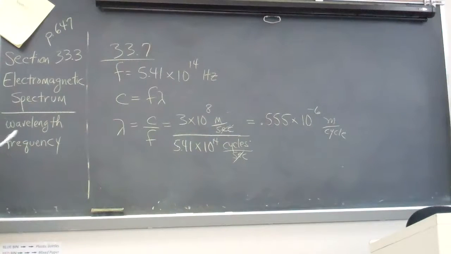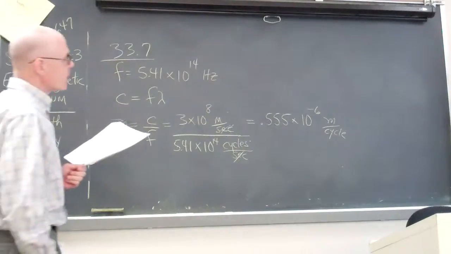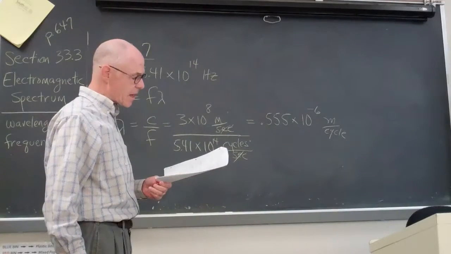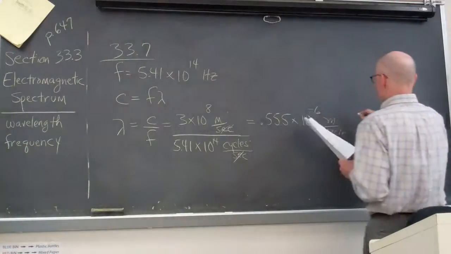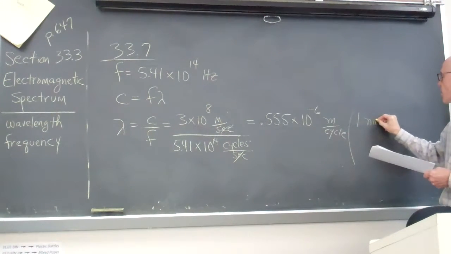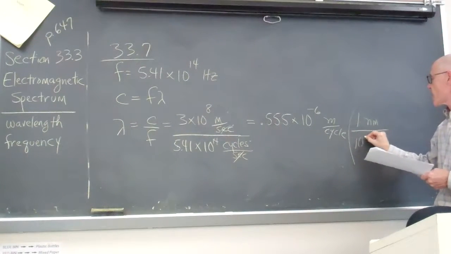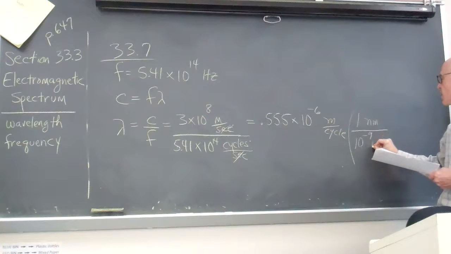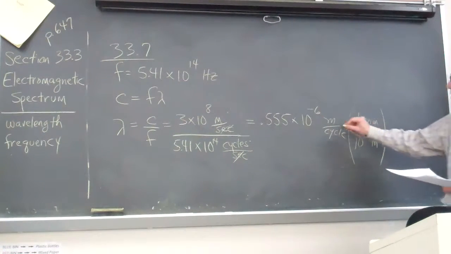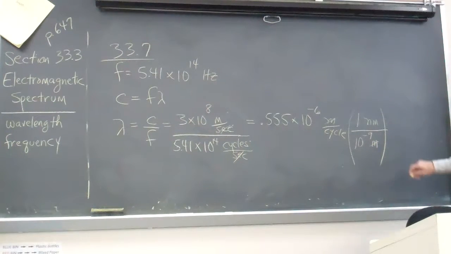But you were asked for nanometers. So how do we get from there to nanometers? You have to know the meaning of nano, which is 10 to the minus 9. So you can put a conversion in. There's 1 nanometer for every 10 to the minus 9 meters, because 10 to the minus 9 is the meaning of nano. So you can see the meters cancel out, and you're left with nanometers per cycle, which is correct.